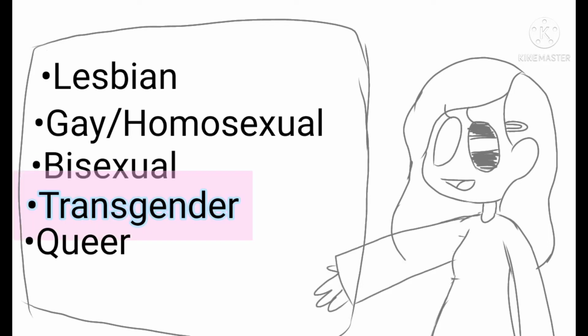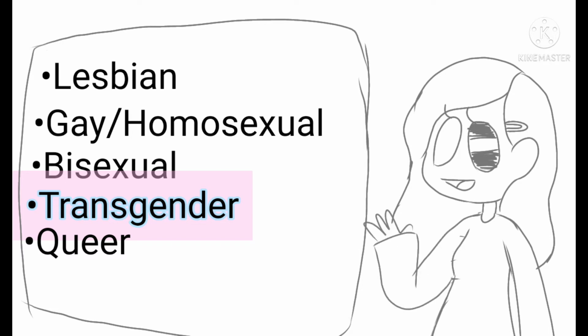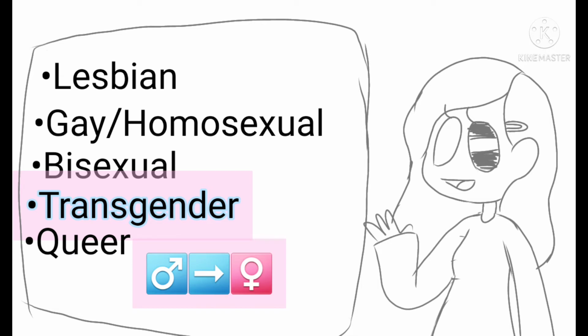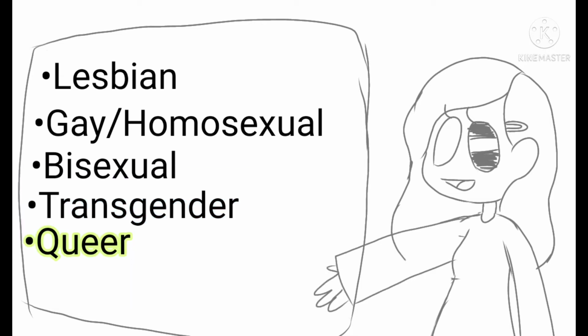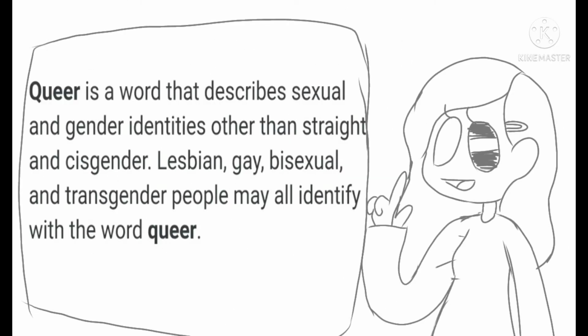Now, transgender doesn't really have to do with attraction, more so identity. A transgender person is basically the opposite of the gender that they were assigned at birth. And finally, the word queer. Queer is a word that describes sexual and gender identities other than straight and cisgender. Lesbian, gay, bisexual, and transgender people may all identify with the word queer.